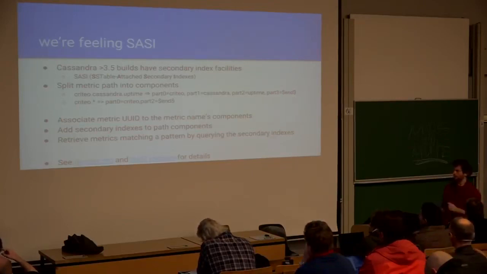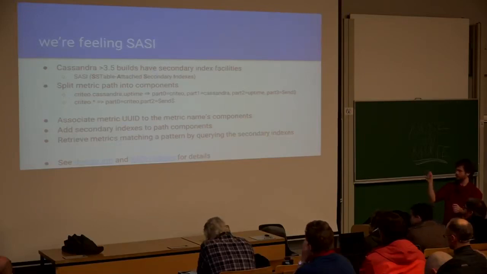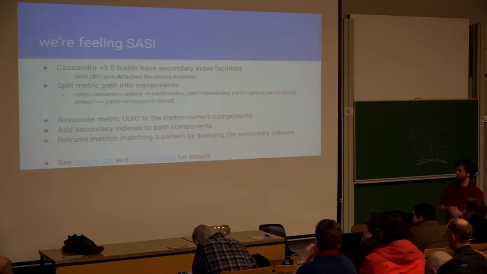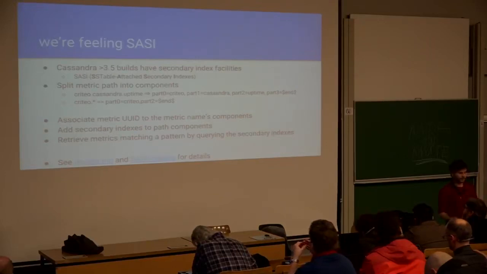Which means that if somebody wants to look for Criteo.*, they just look for any row where the component 0 is equal to Criteo, and because the length must be 2, where the component 2 is the end marker. And that's as simple as that. And then you just express constraints on all the indexes, and Cassandra will return you the intersection of all these constraints.